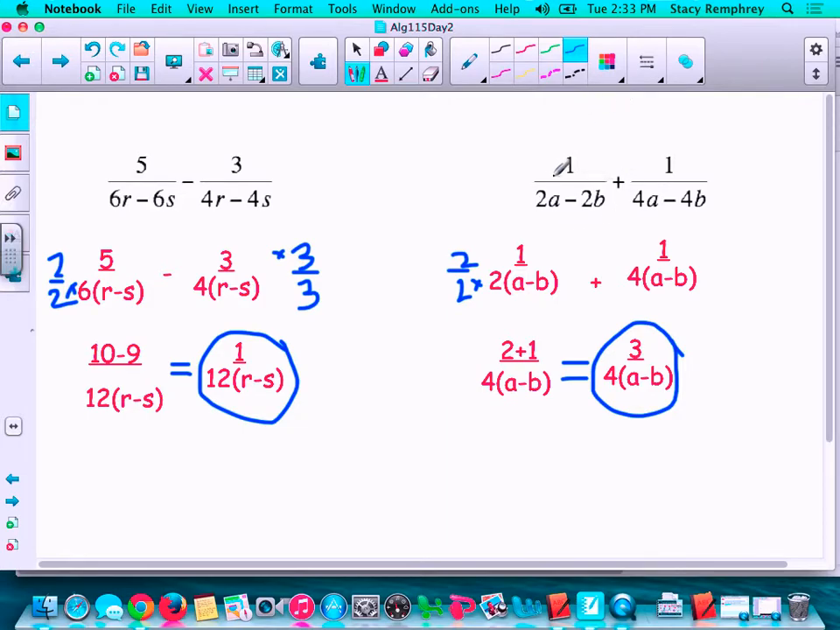Over here, I did the same exact thing. In the denominator, I factored out. I took a GCF out of each. I said, okay, they both have an a minus b. This one has a 4. So if I multiply top and bottom here by 2, then that gives me the same denominator of 4 times a minus b. And then 2 plus 1 is 3. Denominator comes along, and that's the best I can do. So there's your answer for that one.